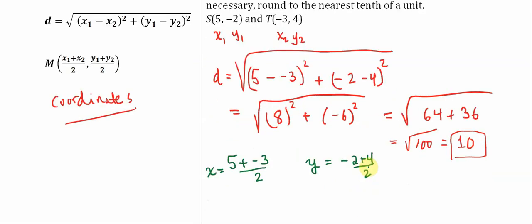With that, the x coordinate, 5 minus 3 is 2, divided by 2 is 1. The y coordinate here, you're also going to get 1. So our midpoint, M, as I've named it here, is going to be (1, 1).